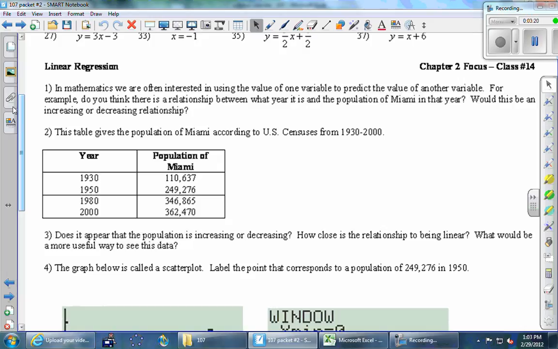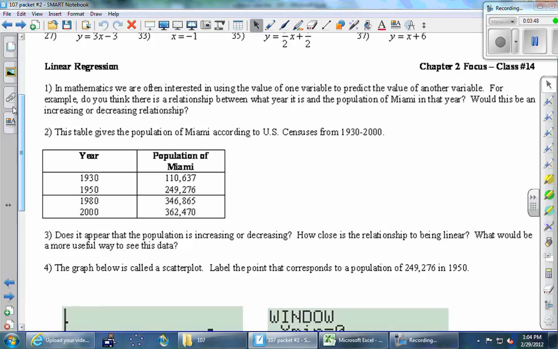This table gives the population of Miami. Okay. How often do we have a census here in the U.S.? Every 10 years. I have not given you all the numbers. This is just a few of the numbers from the censuses for the population of Miami. Looking at the population of Miami throughout the years, do you see whether it's an increasing or decreasing relationship? It's pretty clear that it's been increasing.